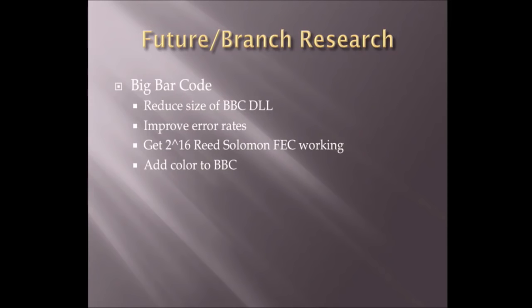All right, some future branch research. I'd like to reduce the size of the big barcode DLL, the side load DLL. It was 19 pages of hex code. I'd like to make that a lot smaller. Size optimization is not really my thing, but that's something that I could work on. The error rates: I made an experiment to add more timing lines into my big barcode, thinking it would help with the error rates for reading the big barcode, and I was 100% incorrect. It actually messed it up. And I still don't know why. It doesn't make any sense. But I would like to improve the error rate so I can use fewer parity bytes. But this next line is the real key.